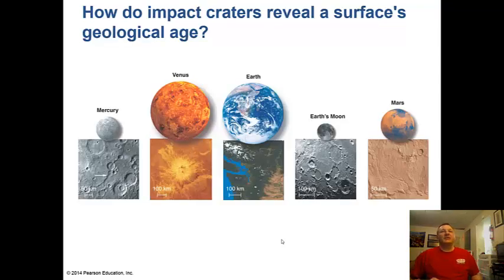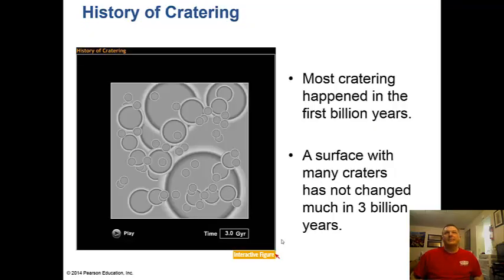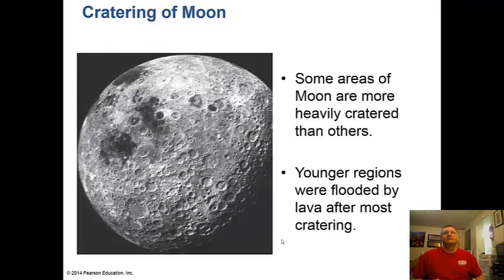So how do impact craters reveal a surface's geological age? Let's take a look at that. Most cratering happened in the first billion years. We don't see much cratering anymore. This is an early on thing because it swept up all the debris in the solar system. So a surface with many craters has probably not changed in about 3 billion years. Some areas of the moon are more heavily cratered than others, and younger regions are flooded by lava after most of the cratering has formed.